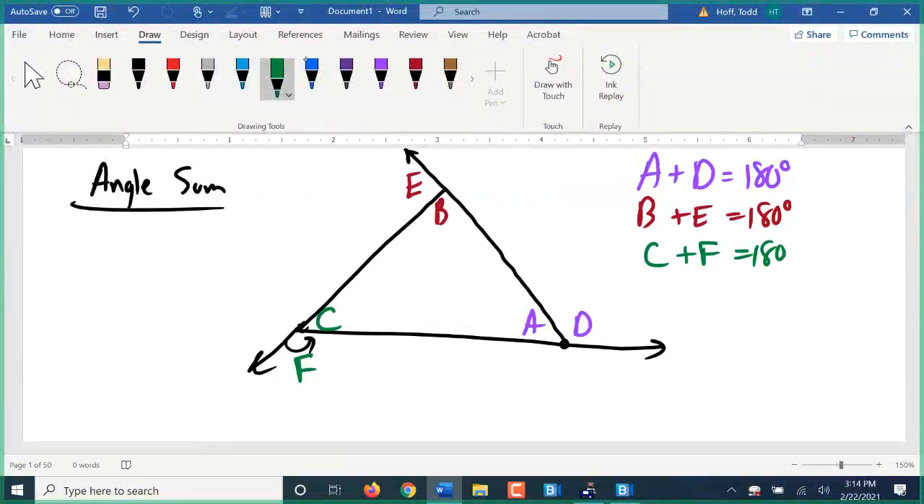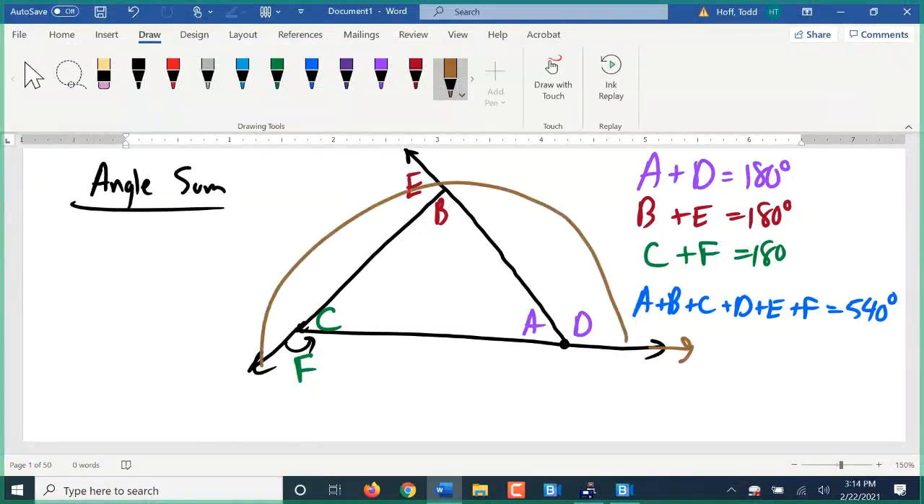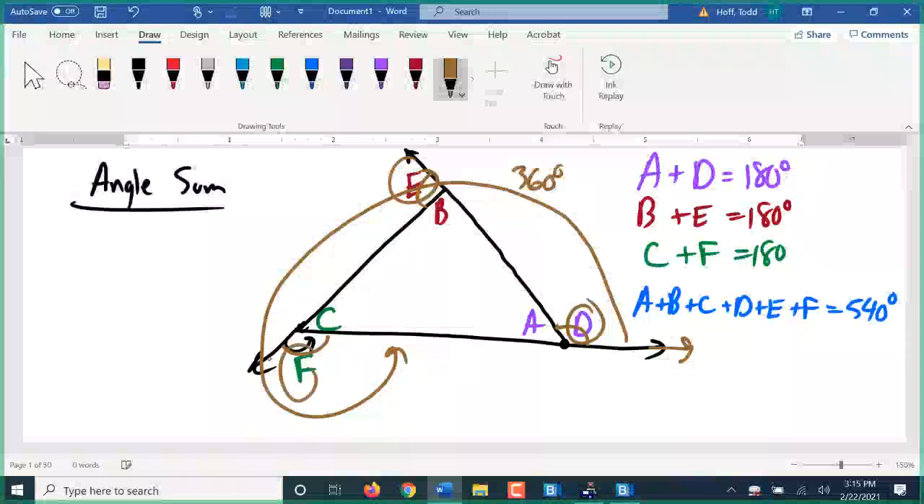So if I add all of those angles together, A plus B plus C plus D plus E plus F, they add up to 540 degrees. But we started out in this direction and turned all the way around, coming back in that direction. How far did we turn? What angles describe the turn? D plus E plus F, 360 degrees.